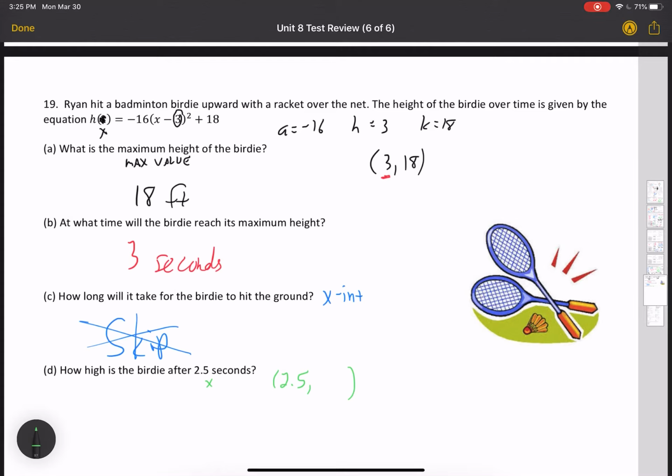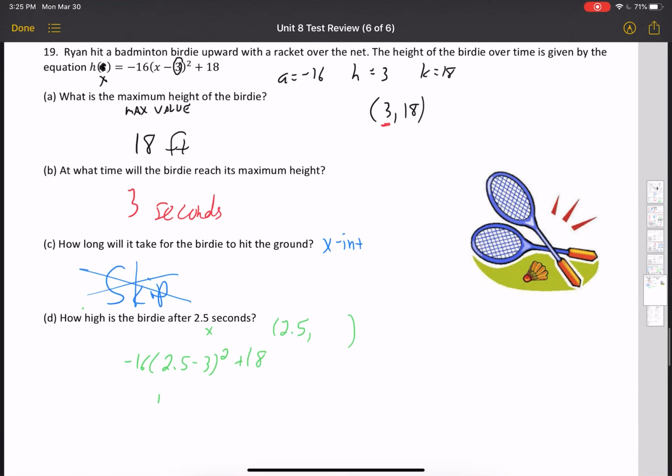So we're going to plug this in every time we see an x. Okay, so negative 16, parentheses 2.5 minus 3, parentheses squared, plus 18. I'm going to plug that in exactly as I see it into my calculator. And you're going to get out 14. So at 2.5 seconds, the birdie is 14 feet in the air.